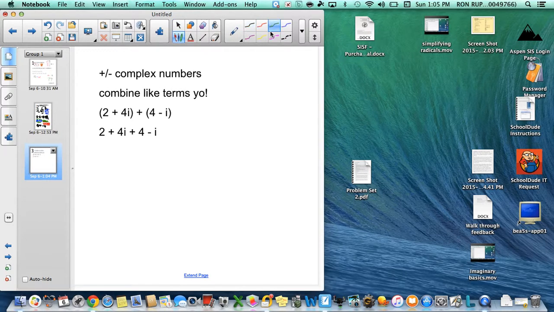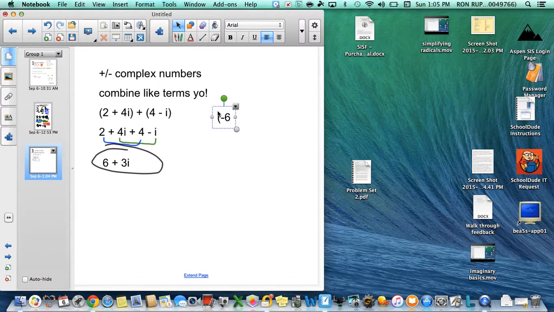Now we just do like terms. 4i and i are like terms. 2 and 4 are like terms. So what do I get when I go 2 plus 4? I get 6. And what do I get when I do 4i minus i? I get plus 3i. That, my friends, is the answer. That simple. Combine like terms. Same thing happens if you have a negative.